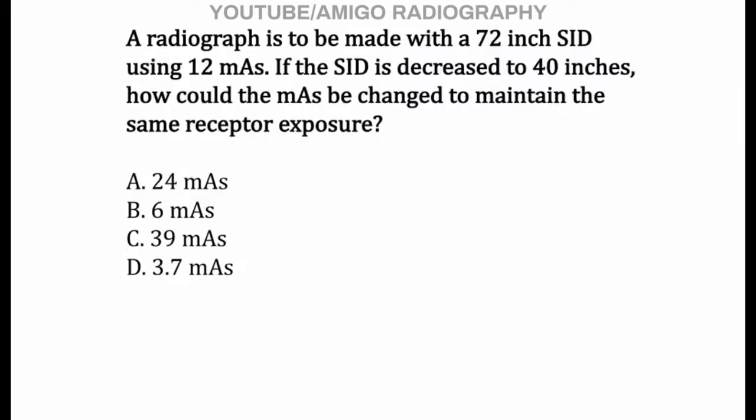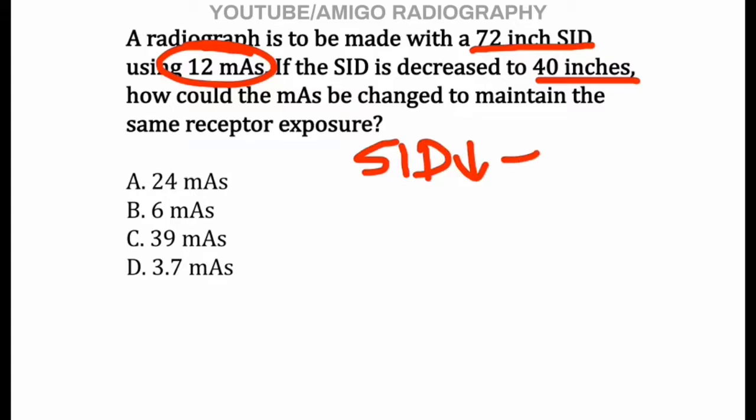So here's practice problem number 1. A radiograph is to be made using a 72-inch SID using 12 mass. If the SID is decreased to 40 inches, how could the mass be changed to maintain the same receptor exposure? Keep in mind that direct square relationship. In this situation, we start with 72 inches and we change the SID to 40 inches. The original mass is 12. So if our SID is decreasing, then we know our new mass also has to decrease. It has to be less than the original.